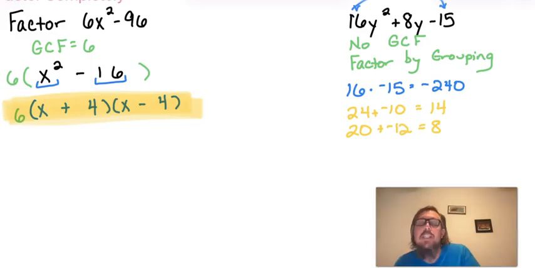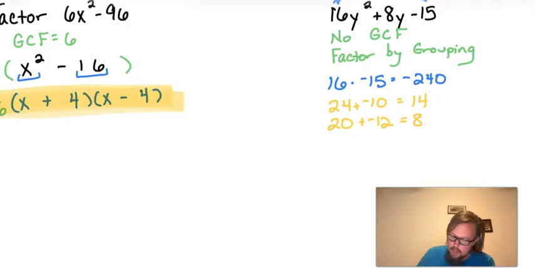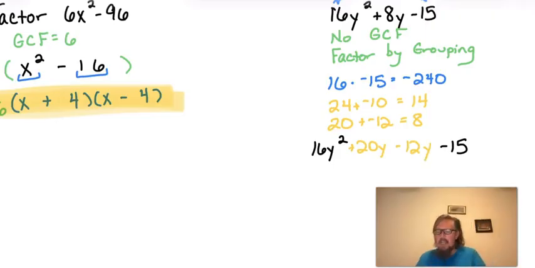So what that means is we're going to take our 8y in the middle and separate it into positive 20y and negative 12y. So the 16y squared stays the same, and the minus 15 on the end stays the same. But in the middle, we have positive 20y minus 12y. Actually, it probably would have been easier if I'd done minus 12y plus 20y, because then I wouldn't have to factor out a negative, but too late now. It's not like I can just erase.